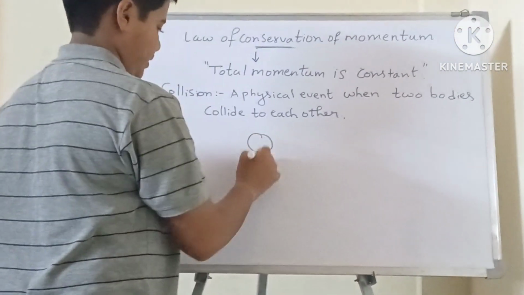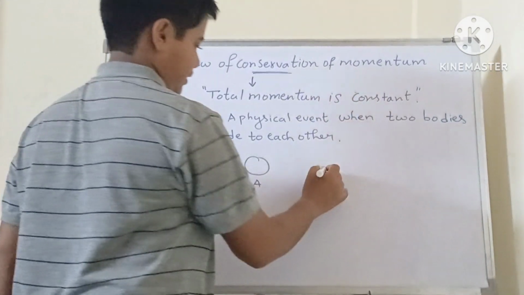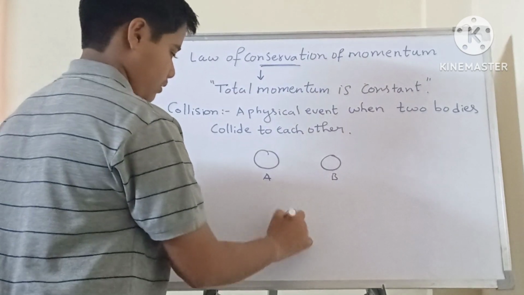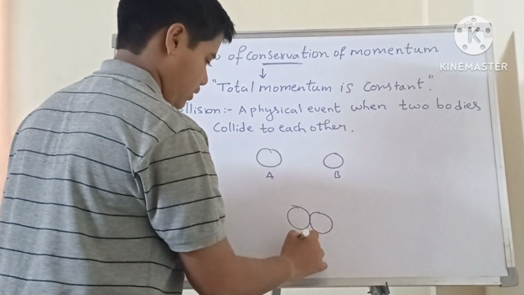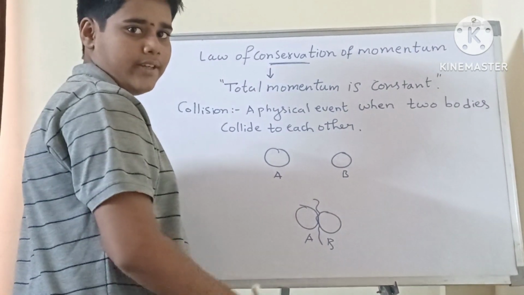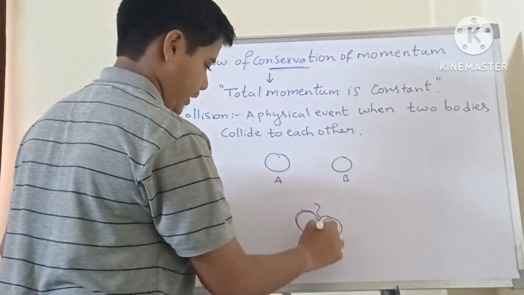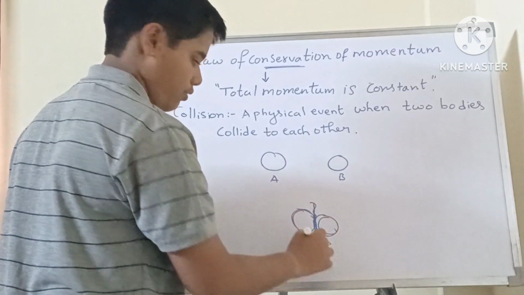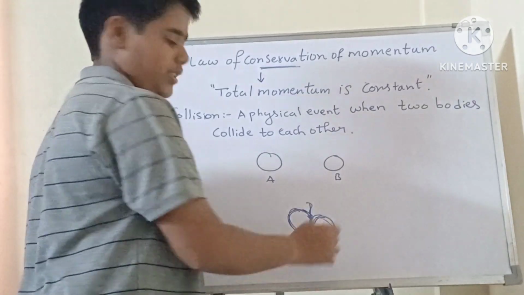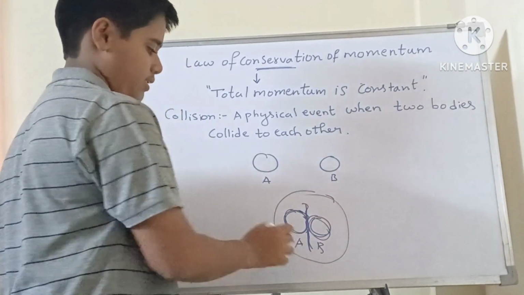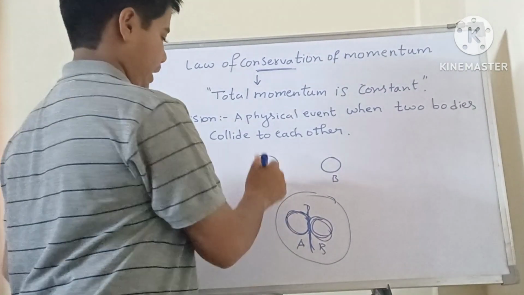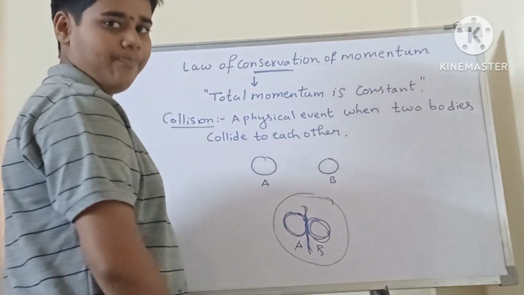I am taking this is A object and this is B object. So collision means this is the collision and this is the colliding part. Okay? These two bodies collide, and this process is called collision. Collide to each other, A and B, is called collision. Okay?